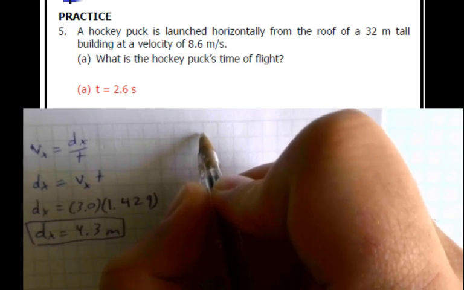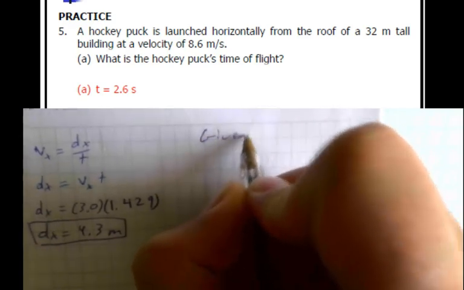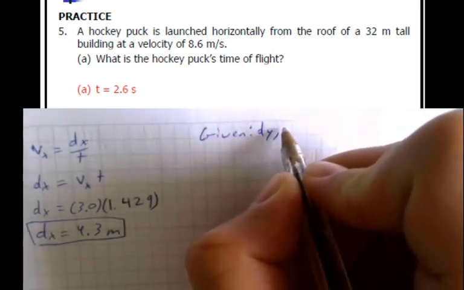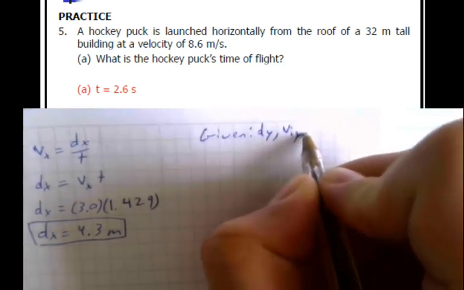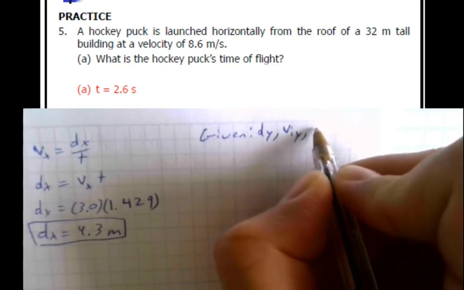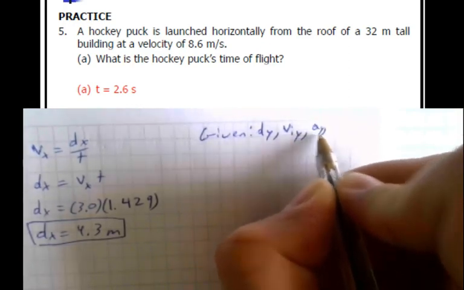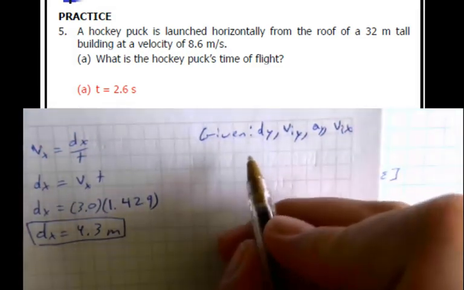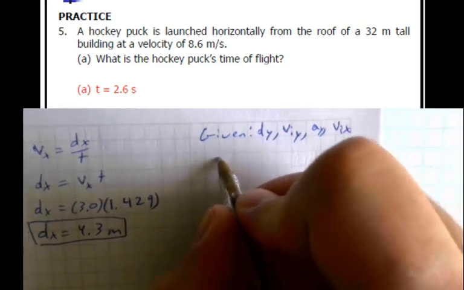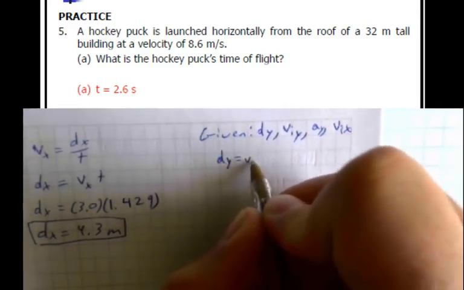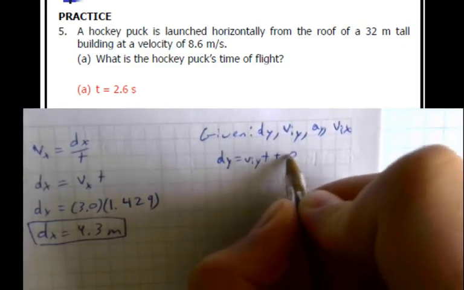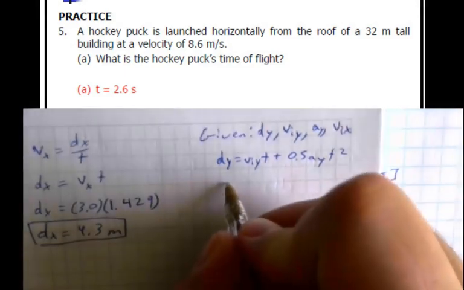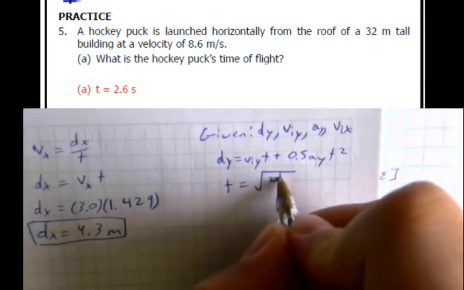we know the, let's see, we'll go with this. Givens are dy. We know the viy is 0. We know the a, which is g, or ay, and we know the vix. So we have to find time of flight. This is the same as the other type of question. dy equals viy t plus 0.5 ay t squared. I've already sort of solved this, rearranged it. It's 2 dy over g.